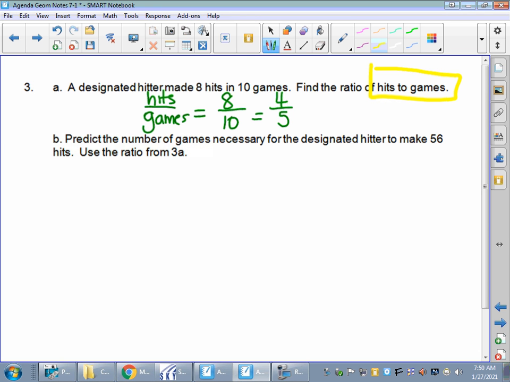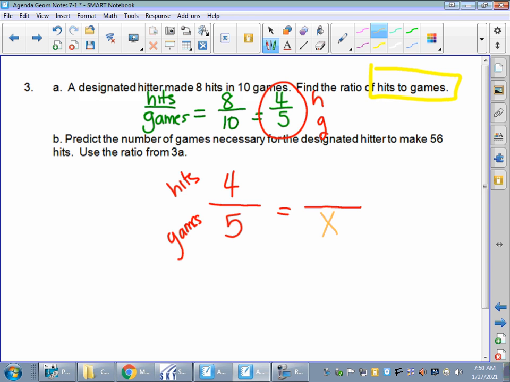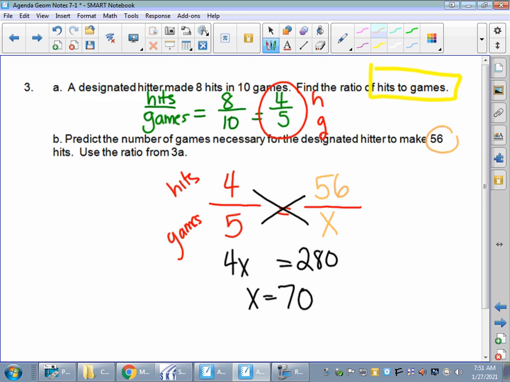Letter B says, predict the number of games necessary for the designated hitter to make 56 hits. Use the ratio from 3a. Now, you might be able to just work your way through this and common sense your way through it, and that's great. But if you can't, we're going to take this ratio of hits to games. So 4 hits for every 5 games. Hits have to be on the top, games have to be on the bottom. And it says predict the number of games necessary, right? So that's our x, because how many games do we need to make 56 hits? And then I can cross multiply to solve that. I'm going to multiply first and do my 4 times x. And 5 times 56, somebody grab a calculator, make sure I'm right when I say it's 280. Divide by 4, so x means that designated hitter has to hit in 70 games.